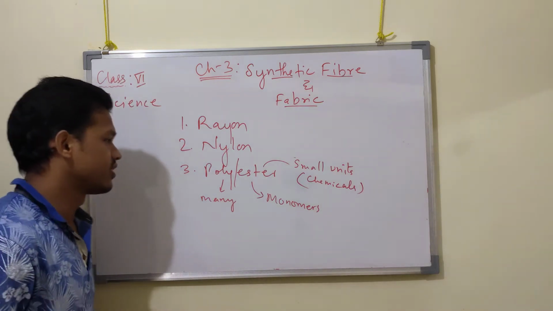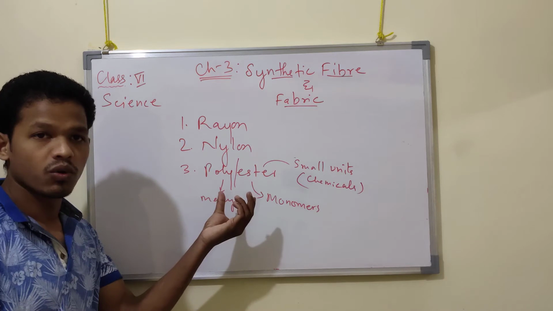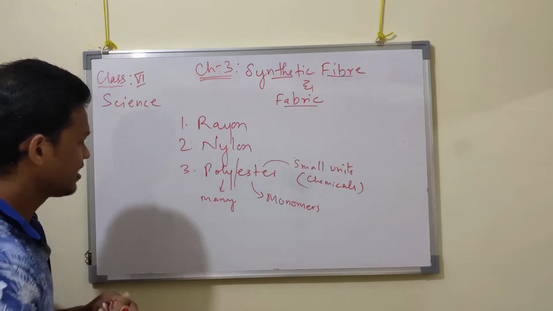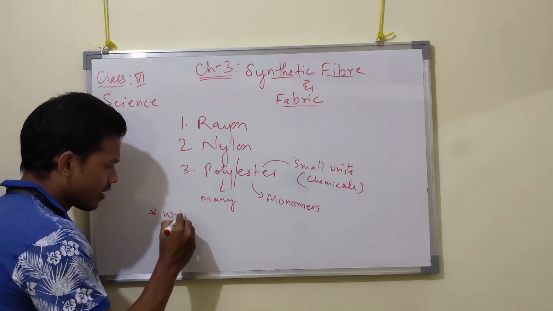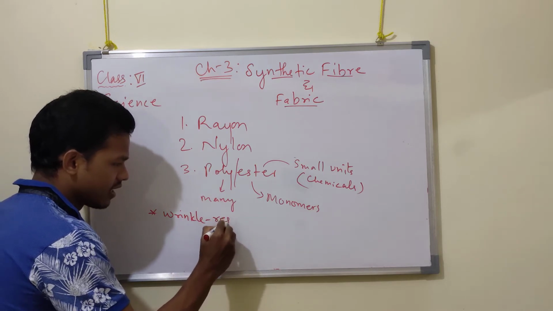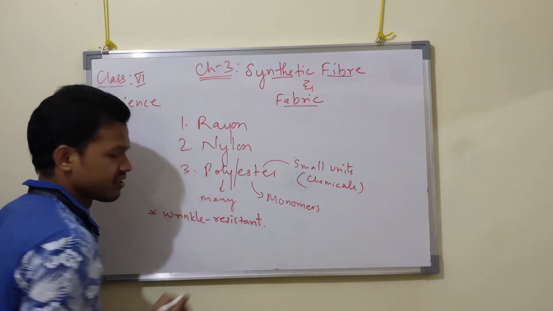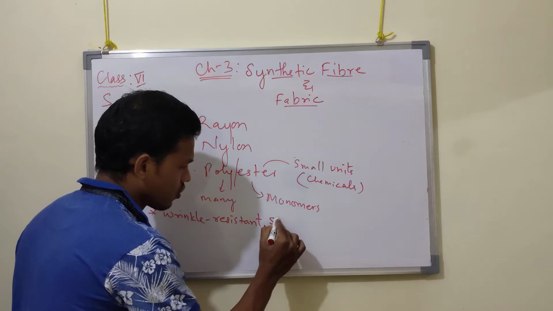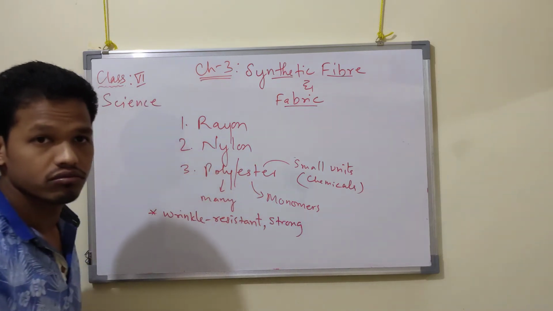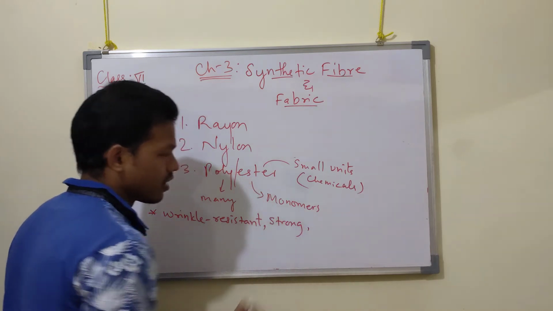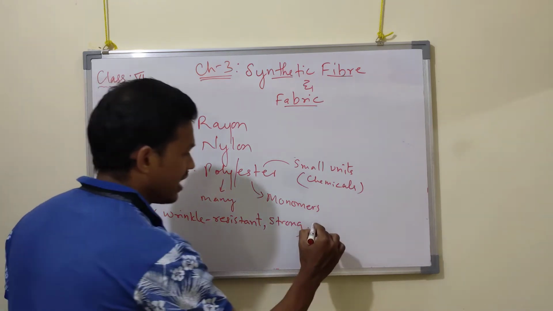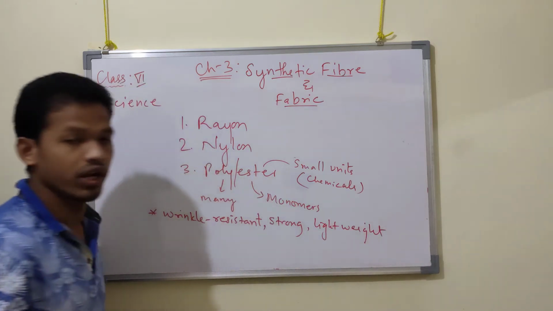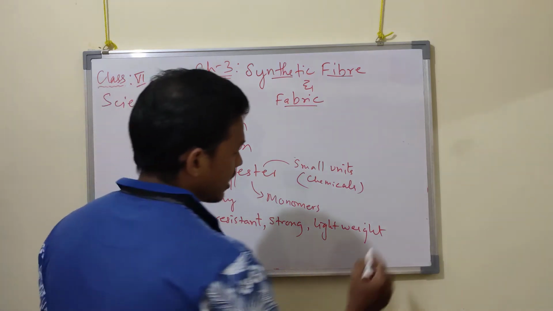Polyester is another synthetic fiber which is wrinkle resistant. What are the specific qualities of this synthetic fiber? First, it is wrinkle resistant. It is also very strong, lightweight and very elastic.